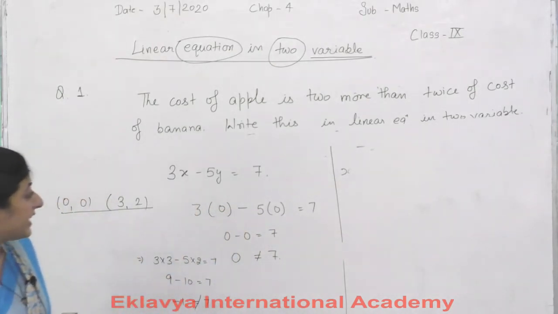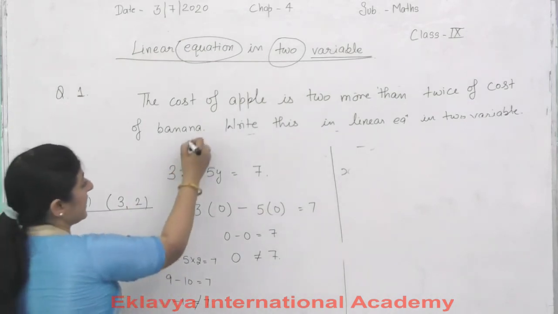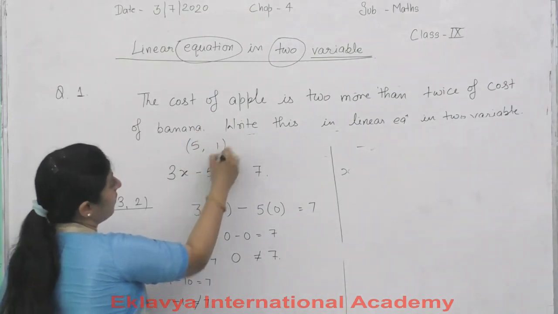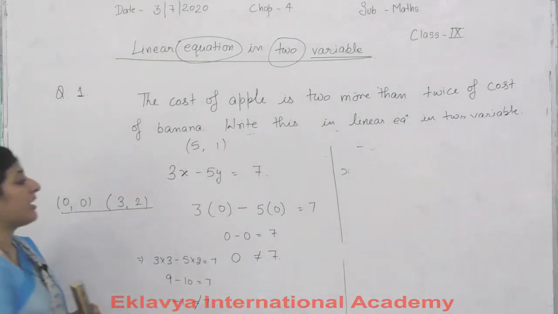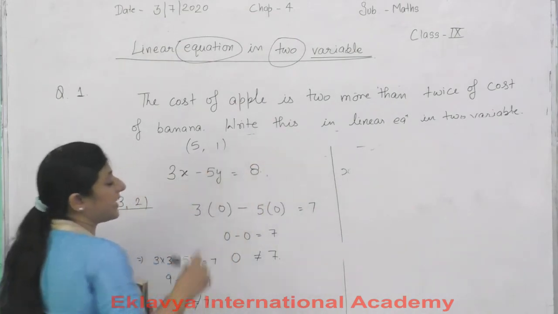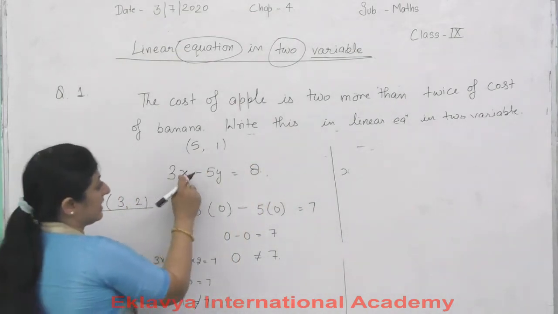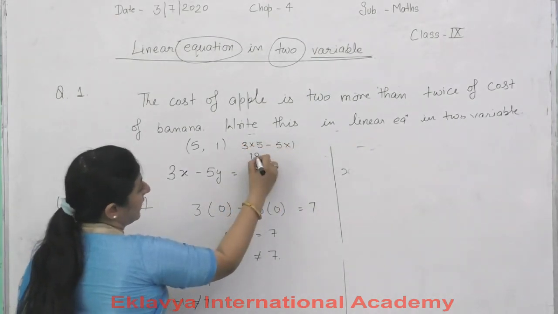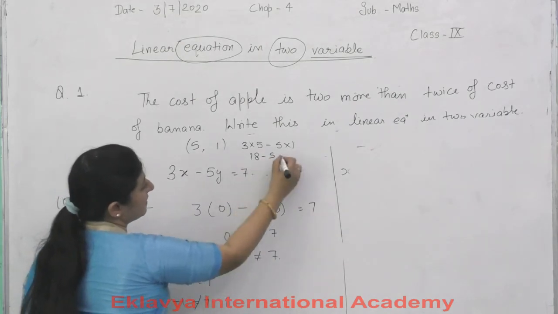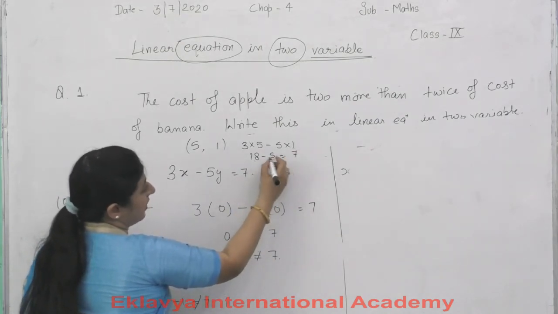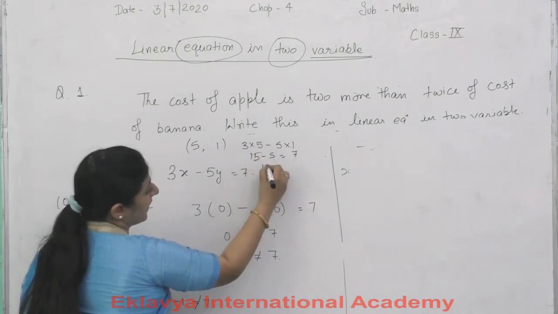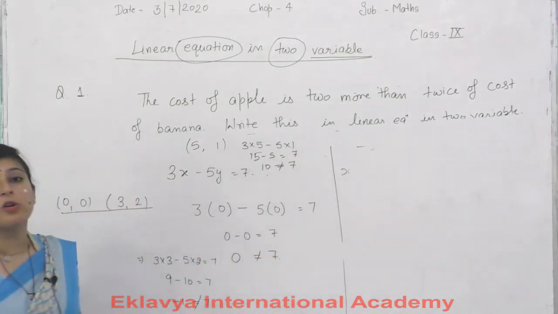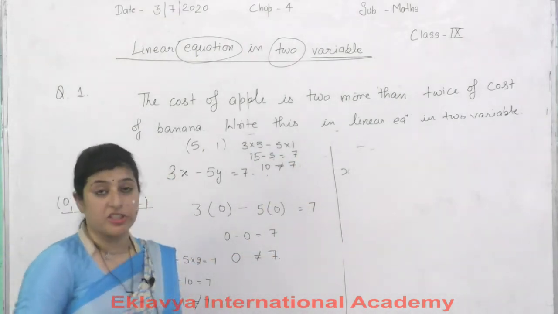Suppose we take any other value, that I write down: x value is 5 and y value is 1. Now check it. 3 fives are 15 minus 5 into 1. We are trying to find 7 easily. That is 15 minus 5 is equal to 10. 10 also does not equal 7. It means it is also not a solution of this given equation.